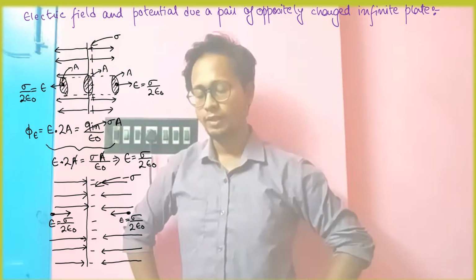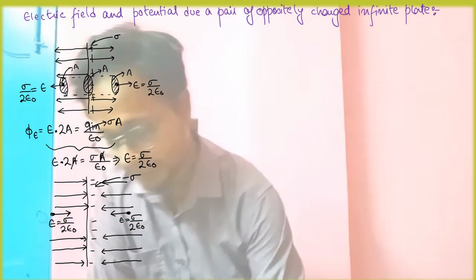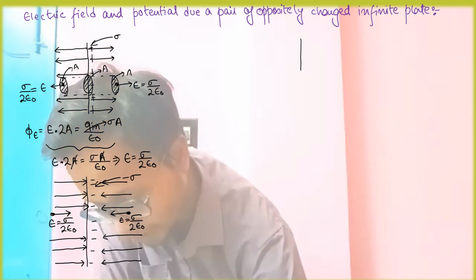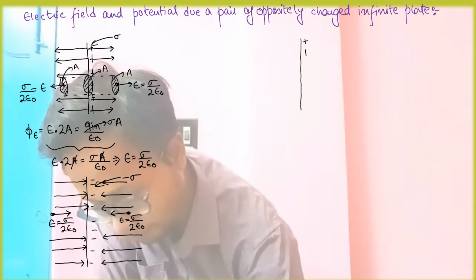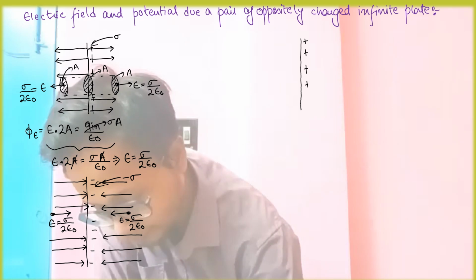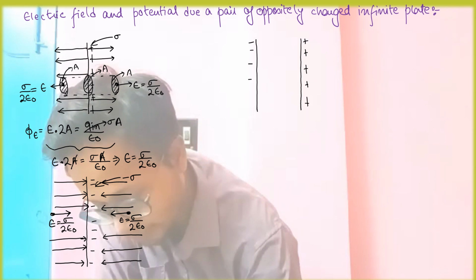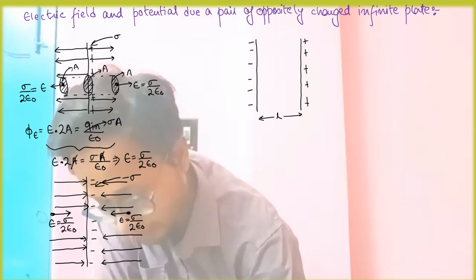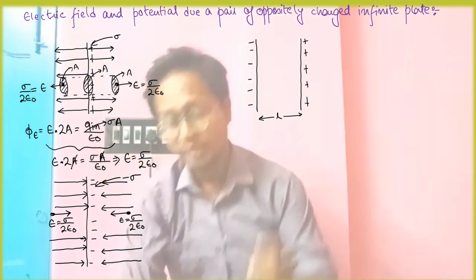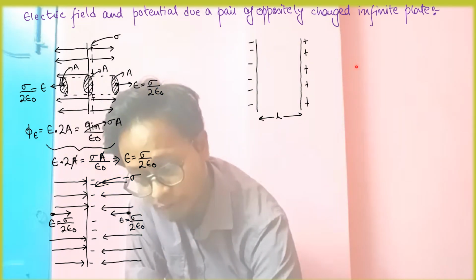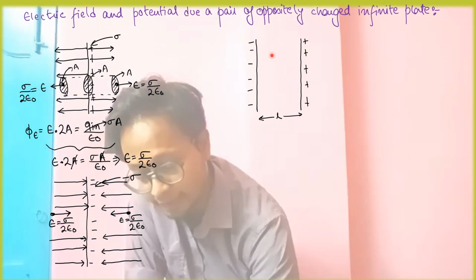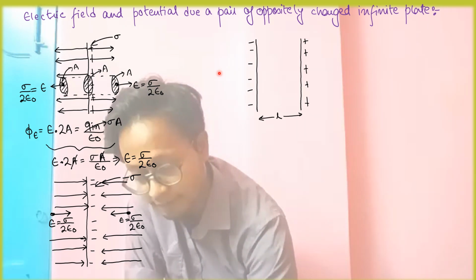Now what I'll do out here is take two plates: this positively charged infinite plate, and a negatively charged infinite plate, and they are separated by distance L. Fair and fine. My first question is, what is the electric field out here, outside the plate? What is the electric field inside, between both of the plates? What is the electric field inside or outside this negative plate?